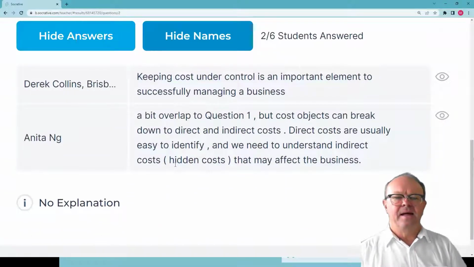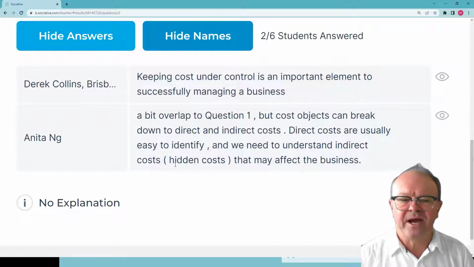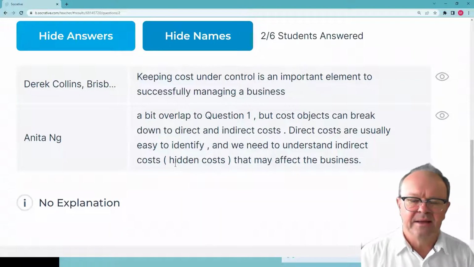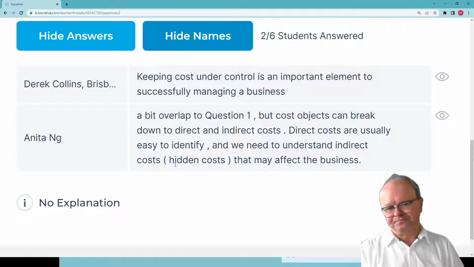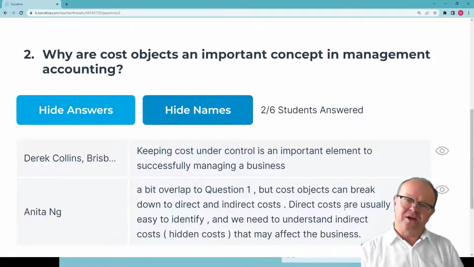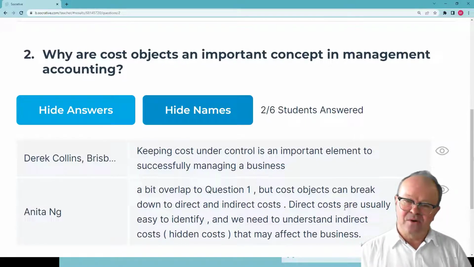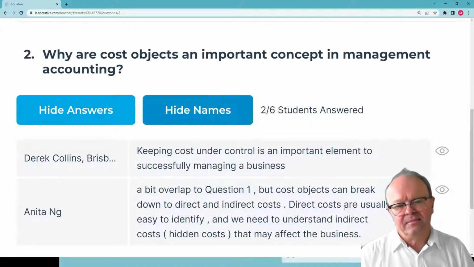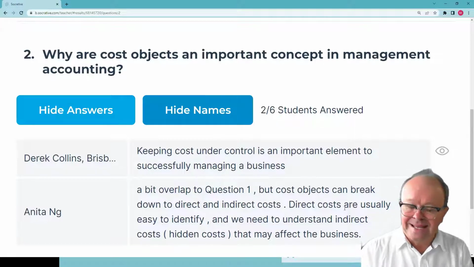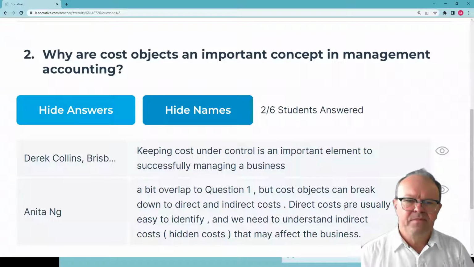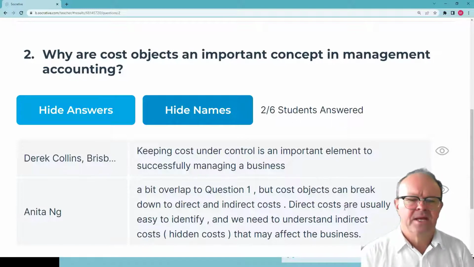Anita said a bit of overlap to question one, but cost objects can break down to direct and indirect costs. Direct costs are usually easy to identify, and we need to understand indirect costs, hidden costs that may affect the business. So you're sort of skirting around the question, Anita, but you're saying cost objects is where we allocate costs to, and we're going to see in a little while that we allocate direct and indirect costs to products, and that there can be a lot of difficulty in allocating indirect costs to cost objects such as products. But it's sort of skirting around the issue slightly, Anita. Why are cost objects important?